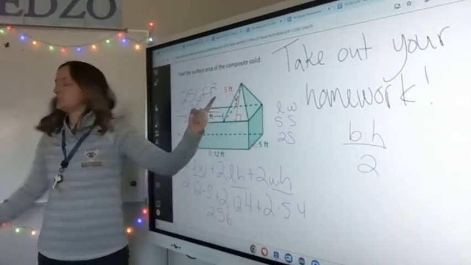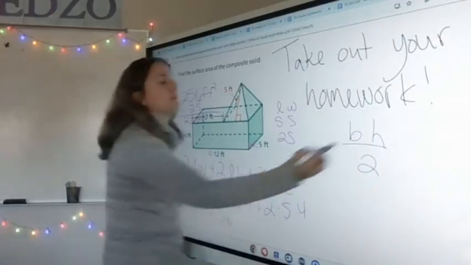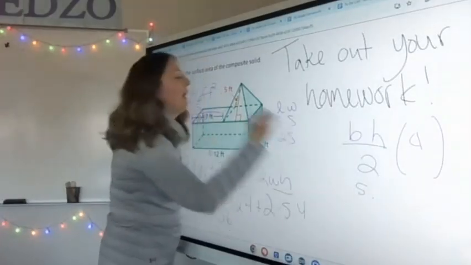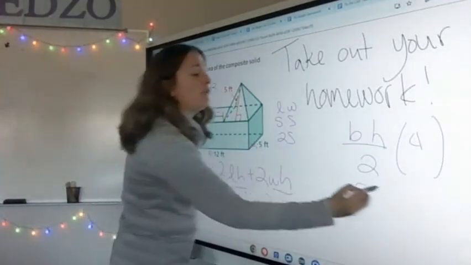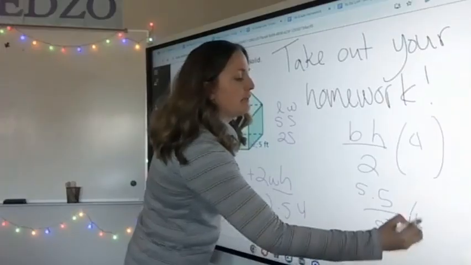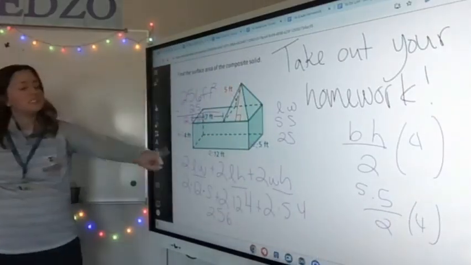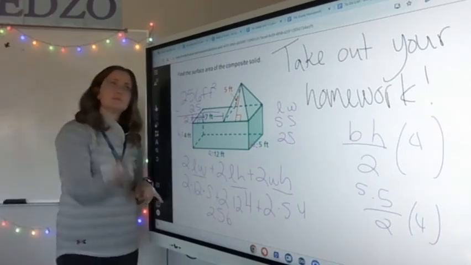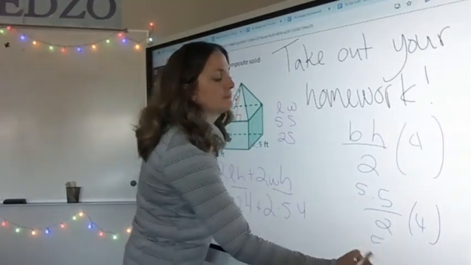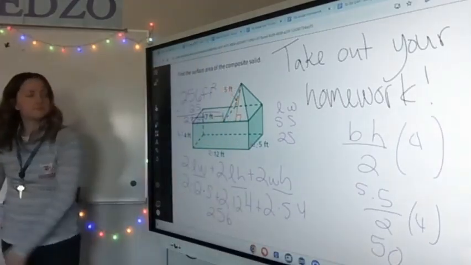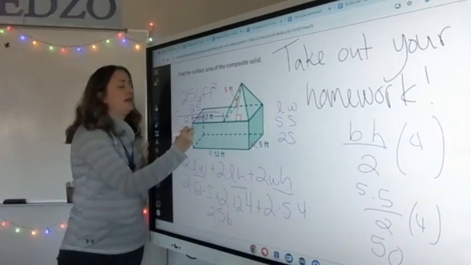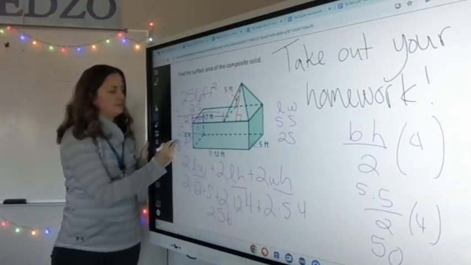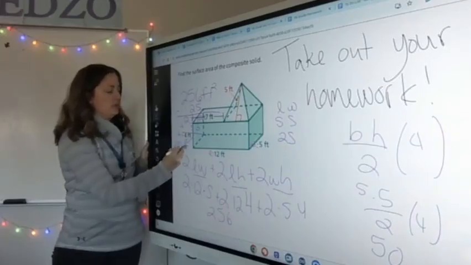How many of these lateral faces do we have? 4. So then we multiply by 4 because we have 4. Base is 5. Height is 5, divided by 2, times 4. What do you get when you simplify this step? Well, 5 times 5 is 25, times 4, that's 100, divided by 2, that is 50. Now, what do we do with this 50? You add it to 231. You add that, and you get a final answer of 281 feet squared.